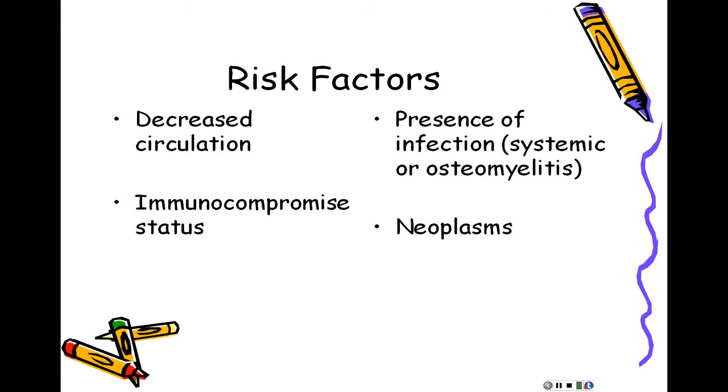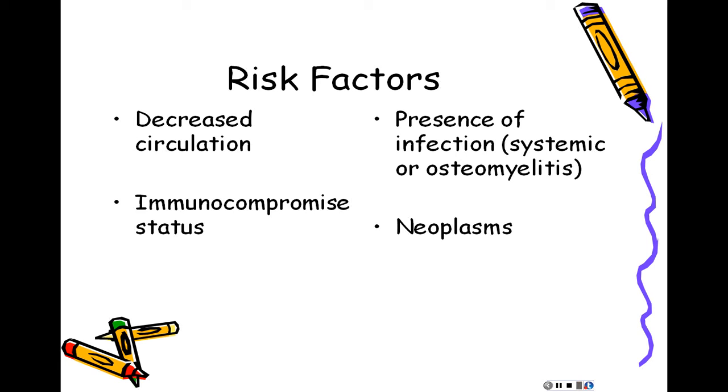Decreased circulation puts a patient at risk for fracture. We know that our body, the heart is responsible for pumping oxygen-rich blood throughout the body. And so if we have decreased circulation, then that part of the body will not receive adequate blood flow. And so if blood flow is not being received by the bone, then it's going to be at risk for breaks.